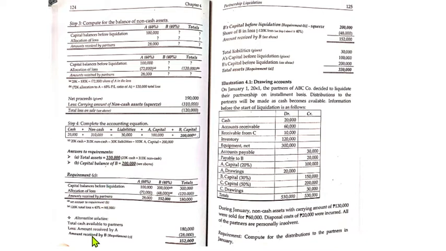So, there are alternative solutions on how you can compute. Please refer to this presentation. You can get a screenshot of this to identify the other alternative solutions. I will not be discussing because it is just a reiteration of the items. So, pwede kasing gamitin mo yung cash available to partners. You compute it with the amount received by the partners. You will get the same answer, 152 for the amount received by B.